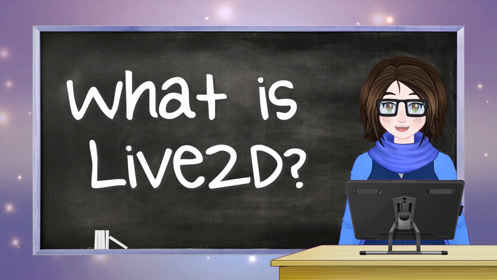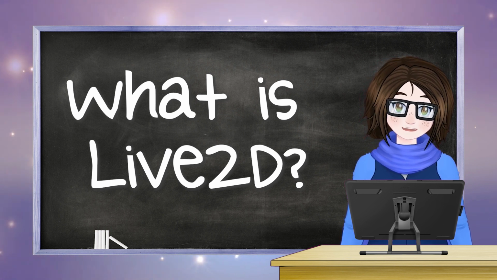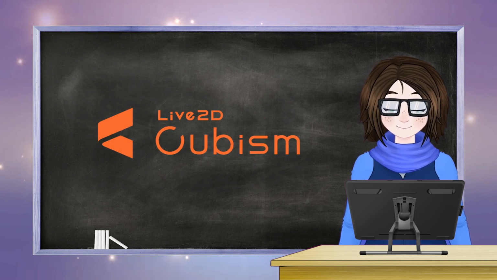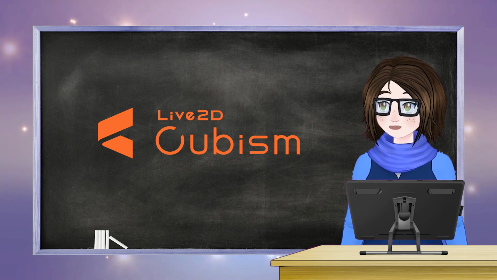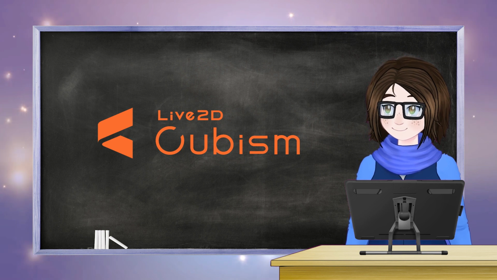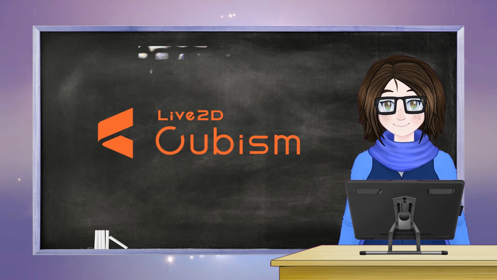So the first question to ask is, what is Live2D? Well, you clicked on this video, so you might already know. But for those that don't, Live2D, or to be more specific, Live2D Cubism, is a piece of software that allows 2D images to be animated using a clever system of layering, rigging, and deformation. We'll go into exactly how that works in this video series.